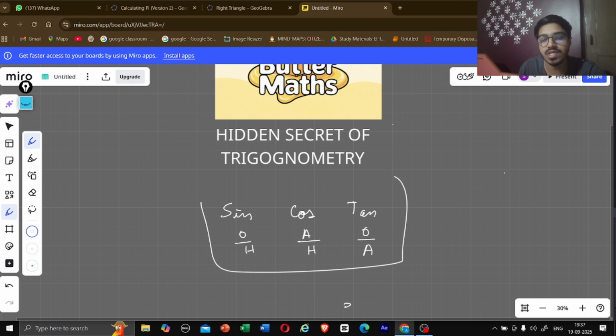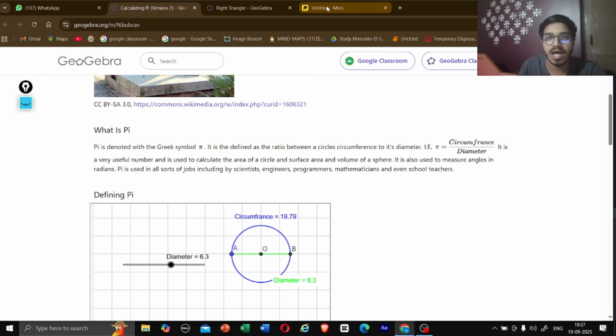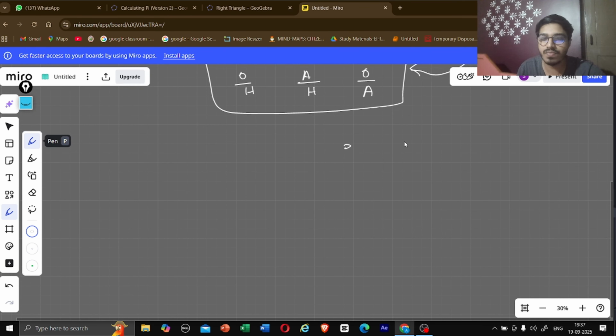Before going to this, we'll see what the value of pi is. 3.14. How did this value of pi come into existence? If you understand this one, it will be easy for you to understand the rest. So let us see. Take a circle of diameter x.